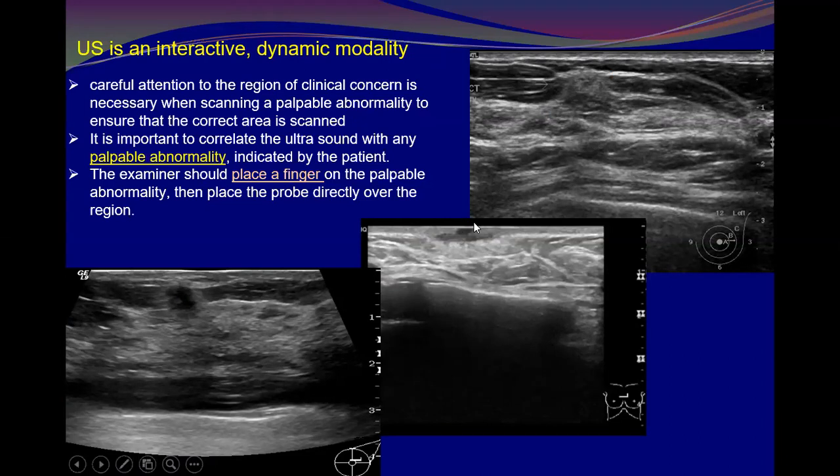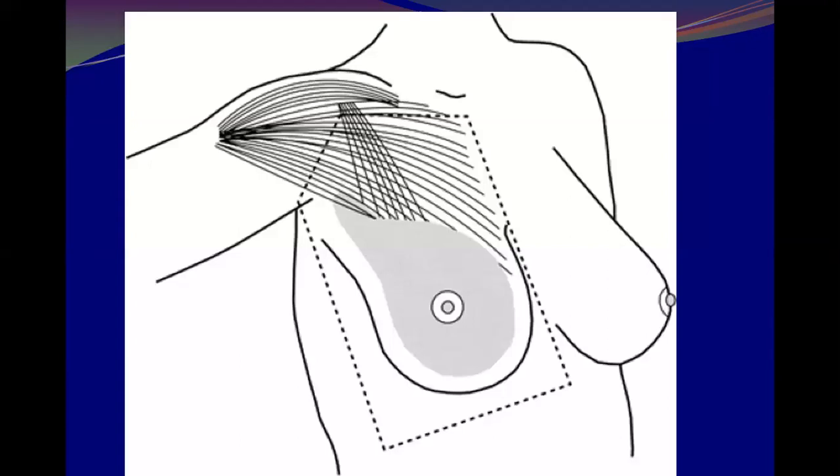This is a palpable abnormality in between the 2 breasts. If you did not ask the patient to put her finger on the palpable abnormality, you might not see it. You might pass it. Again, this is a small area of palpable abnormality, which was invasive ductal carcinoma. So it is really important to look and to ask the patient for the palpable abnormality, and you have to palpate it yourself.